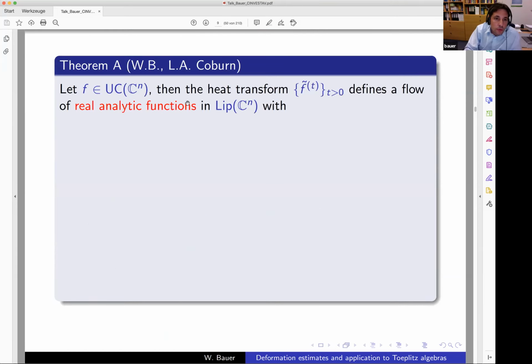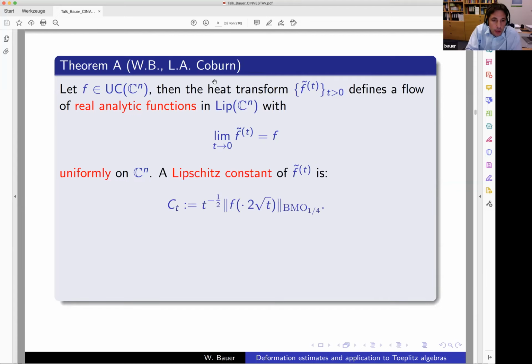So here's a first result, which is a special case of a more general result with Lu. It says, if you take a function which is uniformly continuous and you look at the heat transform, then that gives you a flow of real analytic functions. And we already saw these are all Lipschitz functions. And these Lipschitz functions uniformly converge, as t goes to 0, to that original function f. And you can also control the Lipschitz constants here. Of course, they may blow up if time goes to 0. They are, for example, controlled by this t to the minus 1/2, and then this BMO 1/4 norm of this function, which is inside here.